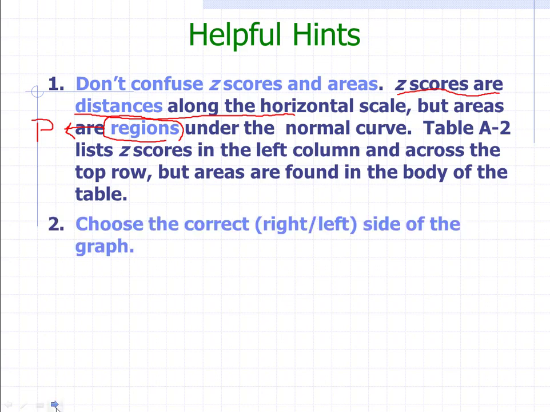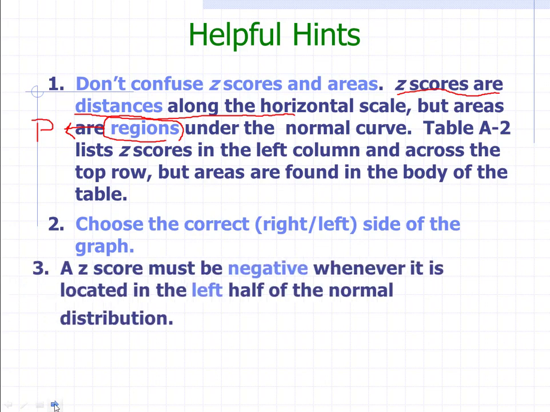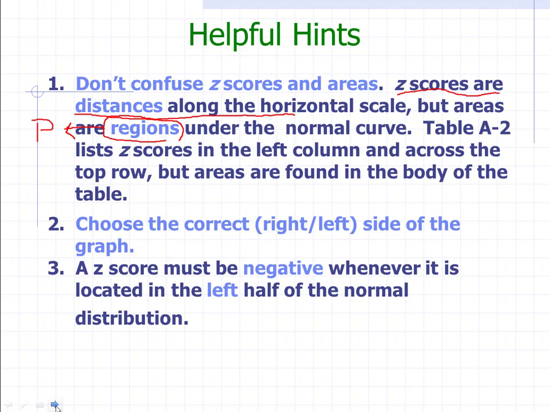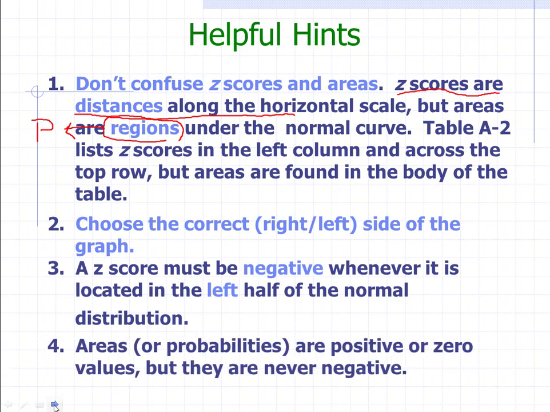So it's important, I would highly recommend you draw a picture and shade which side of your z-score you're looking for. And the z-score that's below the mean is negative, the z-score that's above the mean is positive. And then the areas are the probability, and they're always positive or 0. They are never negative.